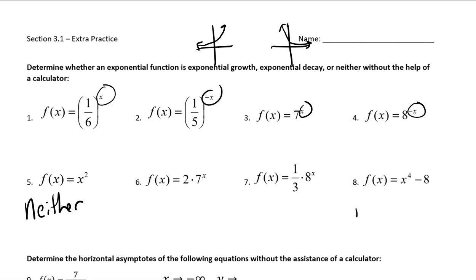And the other one that was neither was number 8. Again, because the variable is not in the exponent, it is not exponential growth or exponential decay. It's just not exponential.